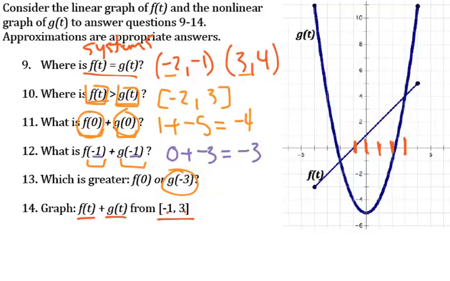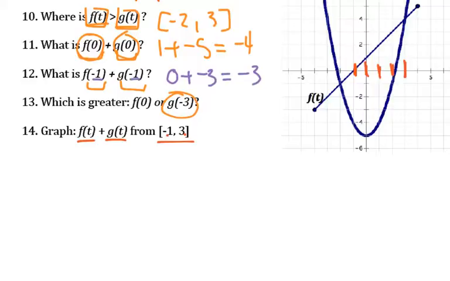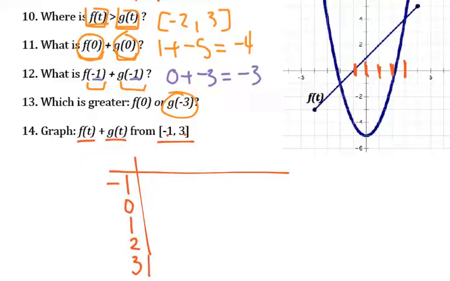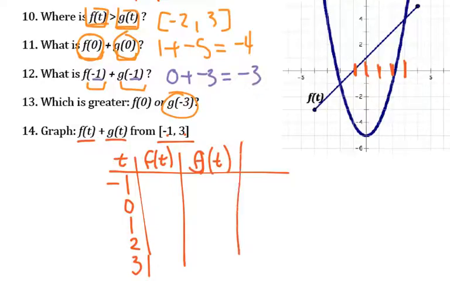So it's like we're making a table here. We're saying from negative 1 to 3, what would our graph be? Well, we can find what f of t is, right? We can also find what g of t is. And we want to add them together, f of t plus g of t. And that's what we want to graph.